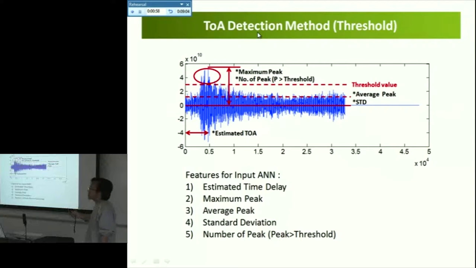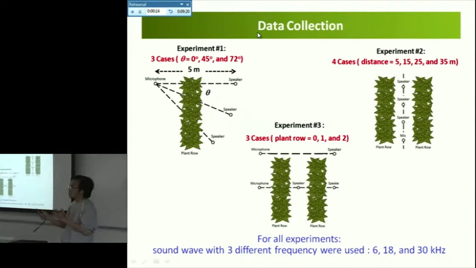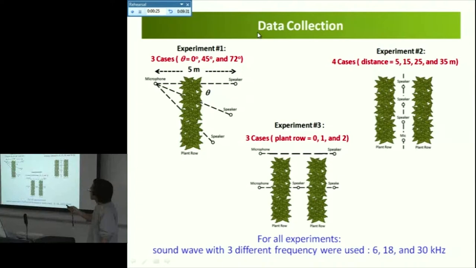So we need some data to generate the model. That's why we conducted this experiment. We try to get data that represent many possibilities for the sound wave to propagate in a greenhouse. This one represents sound propagation with different thickness. This plant row's width is about 0.7 meter, and by changing the angle here, we can get different thicknesses, and then we can observe the effect of the thickness of the obstacle on the multipath effect. And we also observed the effect of plant rows like this.